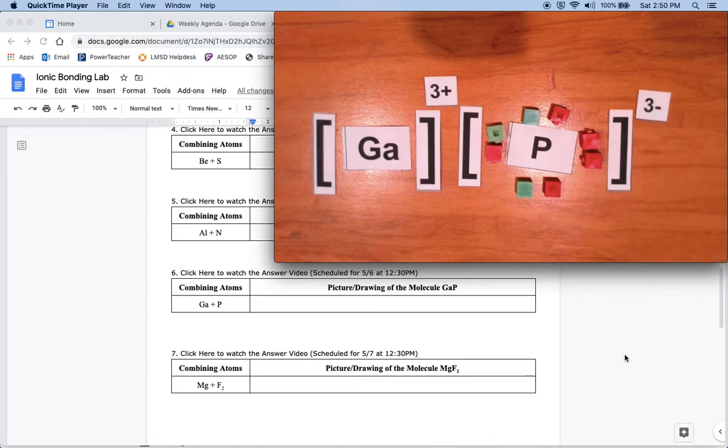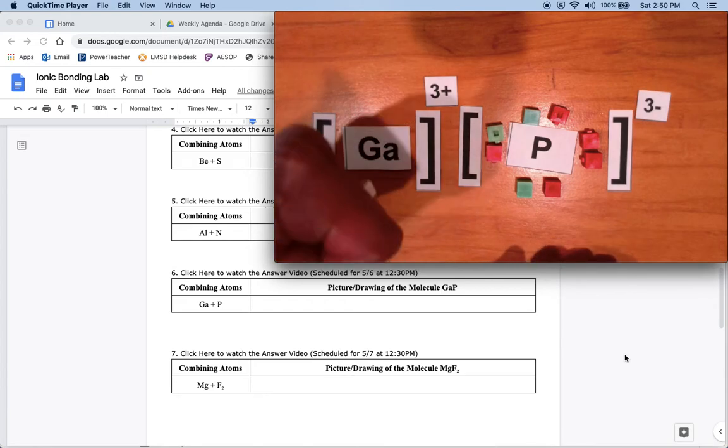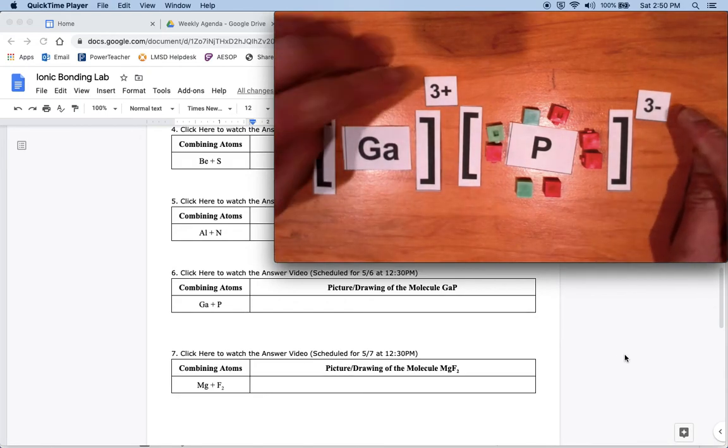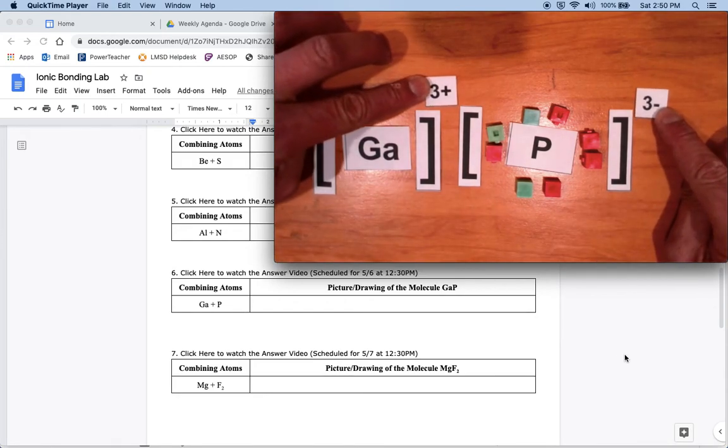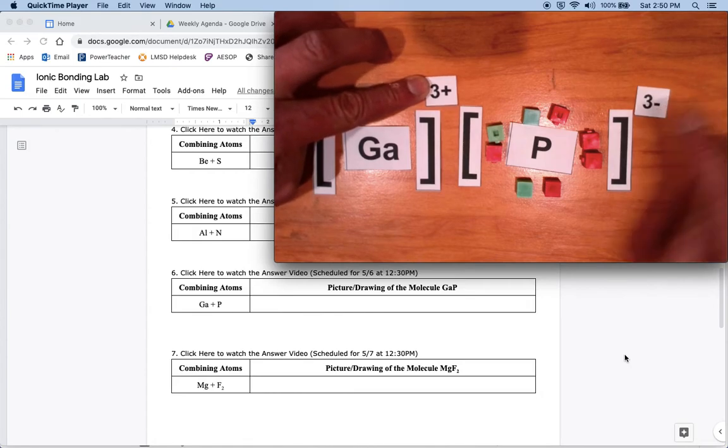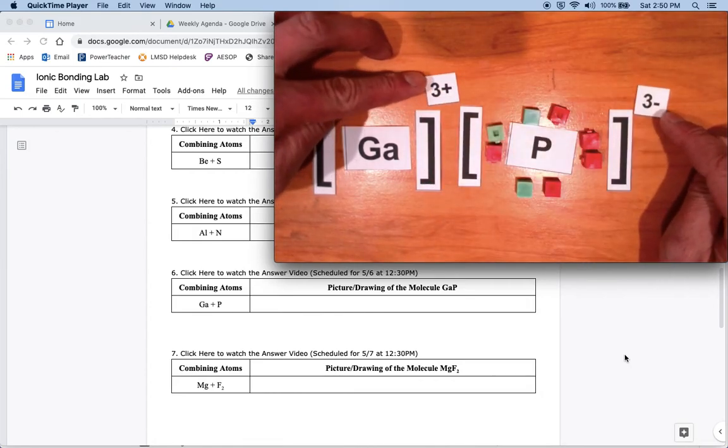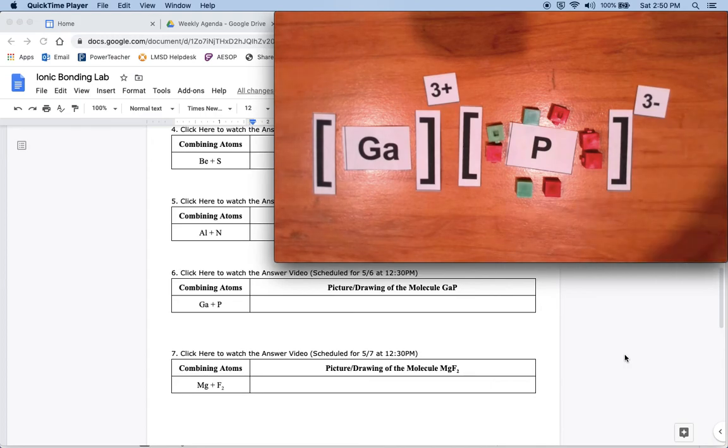Now, there are 2 ways to check that you did it right. One of the atoms should have 0, the other atom should have 8. I've got that. The other is that my charges right here should match each other. I have 3 positive, 3 negative. They cancel each other out. Perfect. So I know that this gallium phosphide is the correct answer for my ionic bond.